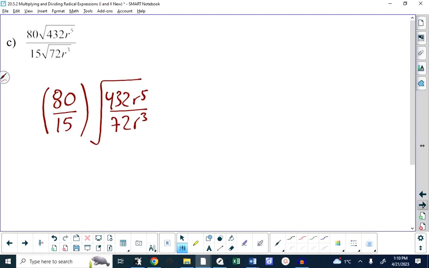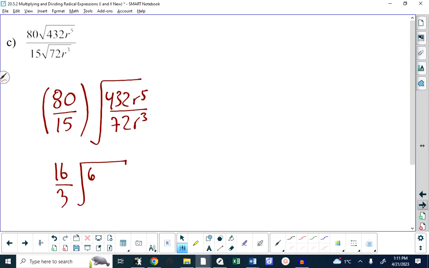Am I alone on that? That's good. 16 over 3. So the new coefficient of this beast is 16/3. Does 432 divide by 72? Is it 6? It's 6. Does r to the 5 divide by r cubed? What is r to the 5 divided by r cubed? Page? R to the 2.